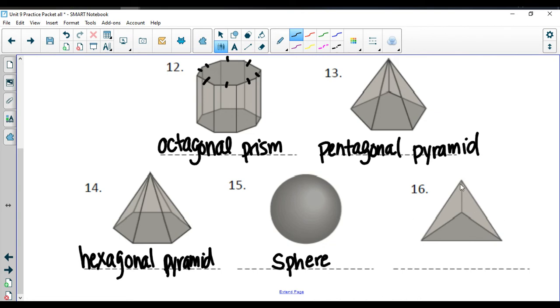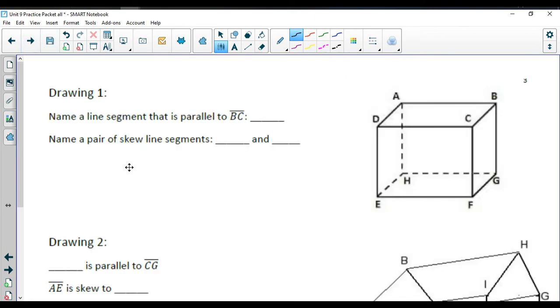And then in number 16, we do have a pyramid. It comes to a point, and our base is down here. It's this triangle, so we call this a triangular pyramid. So that'll be number 16 then. And on page number 3, talking about parallels and skew lines.